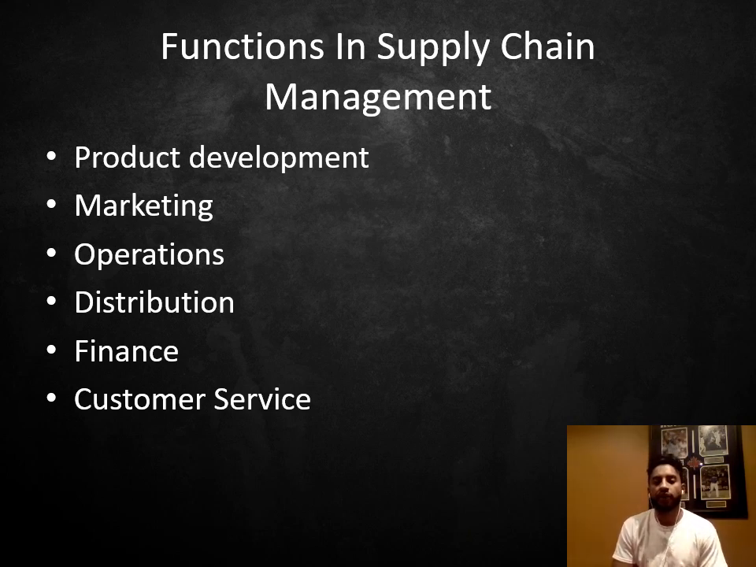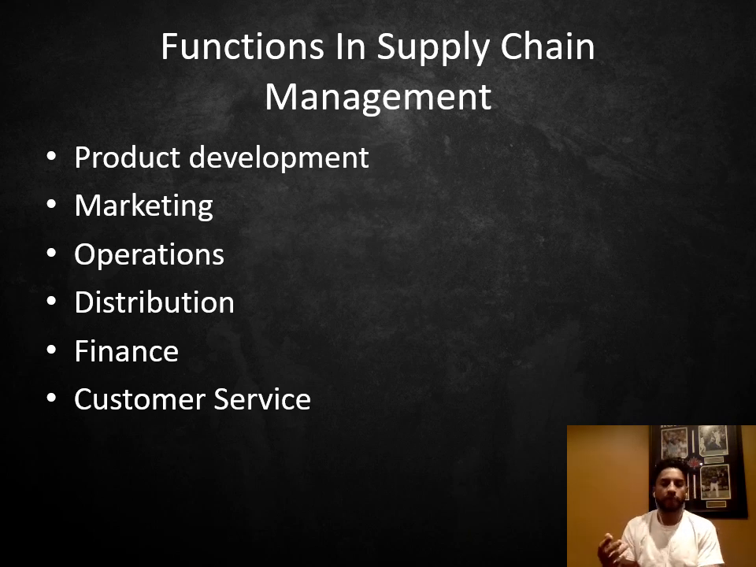Okay, so functions in supply chain management. You've got product development, marketing, operations, distribution, finance, customer service. Something you'll see here is that pretty much every single function in the business is involved in the supply chain. HR might not be involved, but everything else is heavily involved. For product development, you have to manage your supply chain to the point where you're developing a product that has the least amount of defects, the best customer reviews, and is the most reliable. You'll only get that if you have an efficient supply chain and efficient supply chain management.